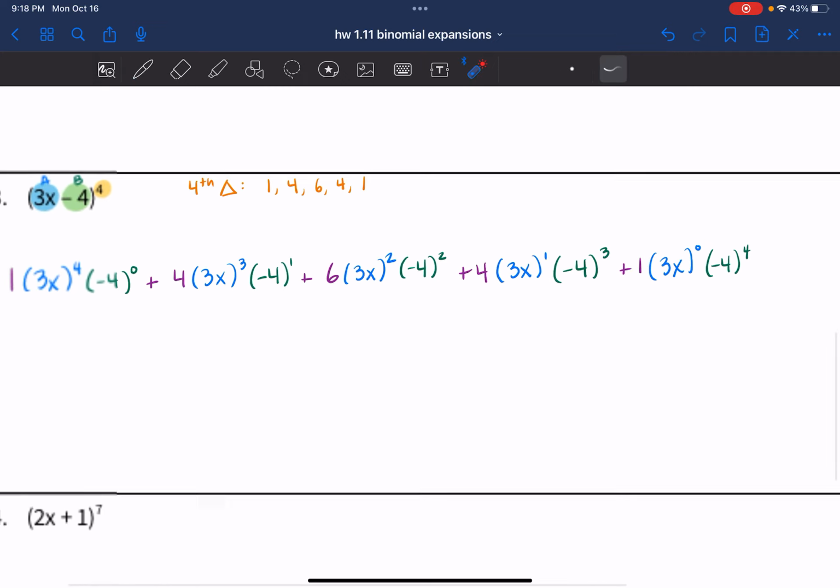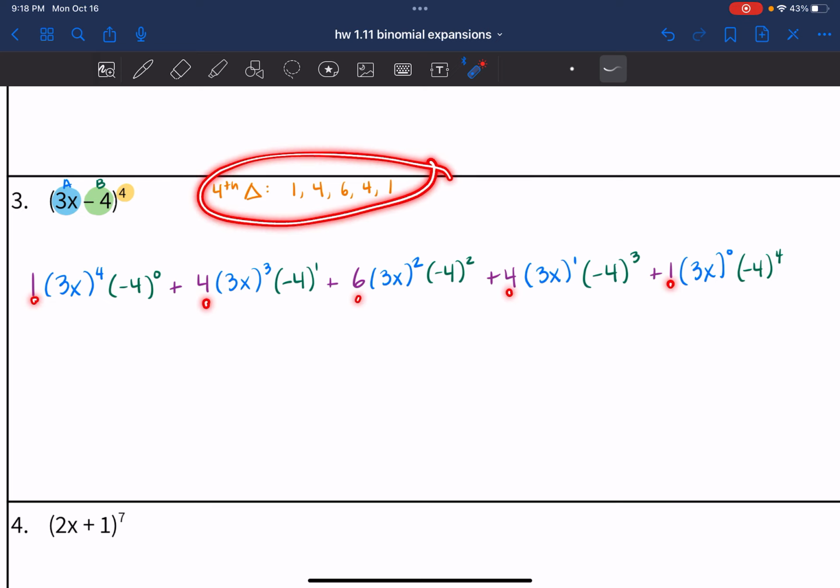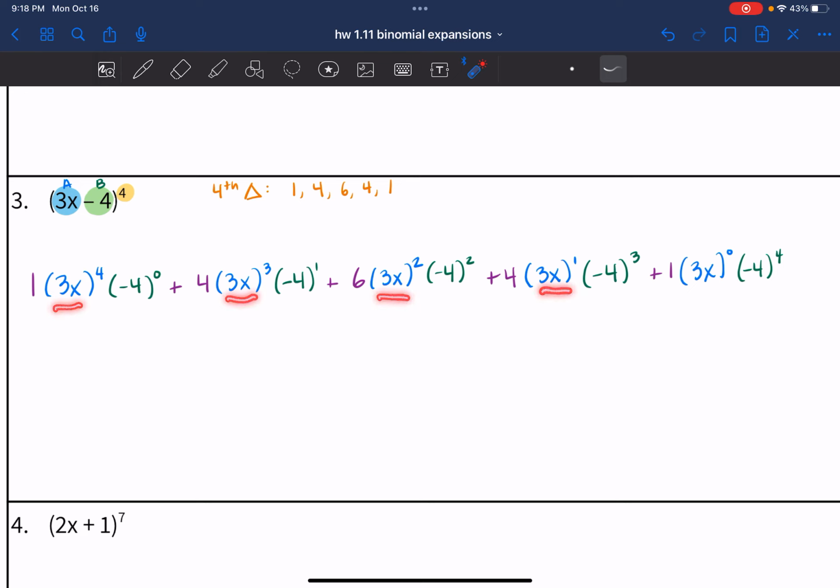Let me zoom out so we can see the whole thing. Just to double check, all the numbers that I wrote in purple match up with Pascal's triangle, so 1, 4, 6, 4, 1. Then what I wrote in blue is the first term of the binomial, the 3x, and it should be going down by a power. So it started at 4, 3, 2, 1, and then 0.